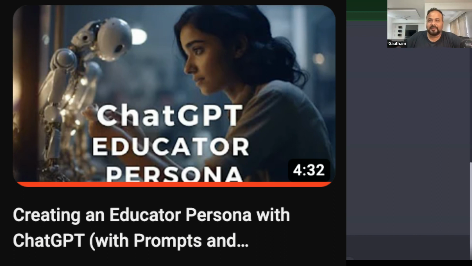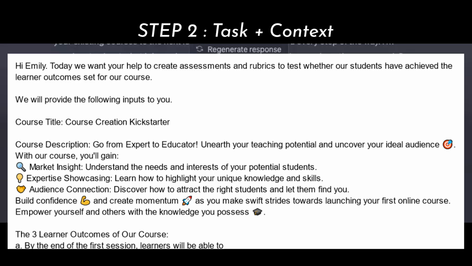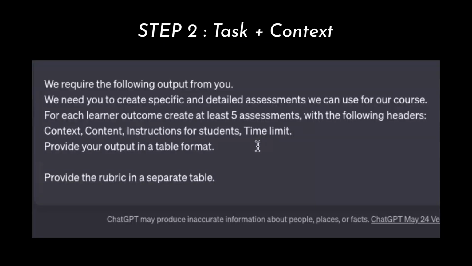So in this window, I've already created Emily. I've gone ahead and pasted the prompt and given all the details to Emily, be it the course title, the course description. And towards the end of it, I've specifically mentioned our ask. We need you to create specific and detailed assessments we can use for our course. For each learner outcome, create at least 5 assessments with the following headers: context, content, instructions for students, time limit, and give it in a table format.